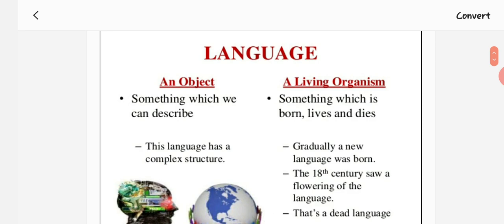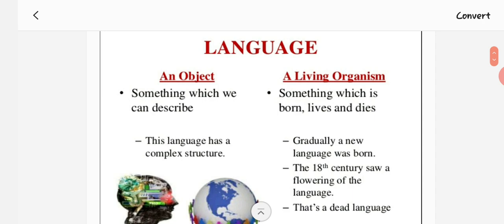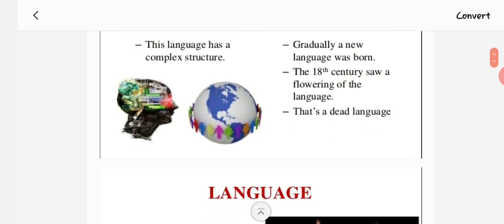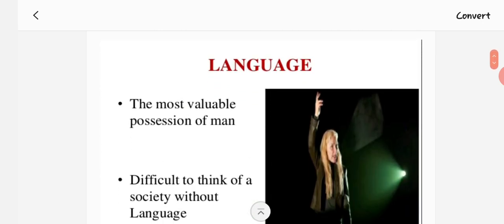Like an object, language is something which we can describe. This language has a complex structure. That is a type of object. It is not a form of absurdity, and it works like a living organism, something which is born, lives, and dies. Gradually a new language was born. The 18th century saw the flowering of the language, and that's a dead language. So it means that the language takes birth and it dies when nobody is there to speak that language.